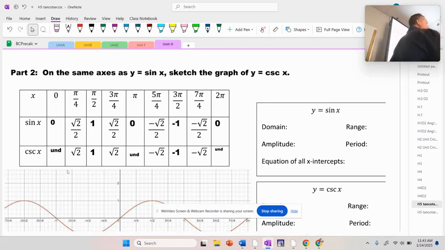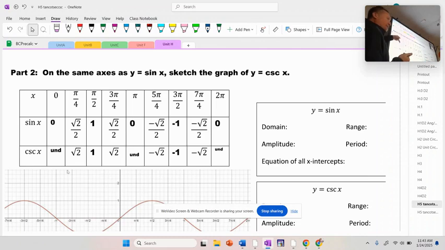All right. Hey, what's the reciprocal of 0? Undefined. Isn't that what cosecant is? Isn't cosecant just the flip of outputs of sine, right? So what does cosecant also have then? Cosecant must also have an asymptote.